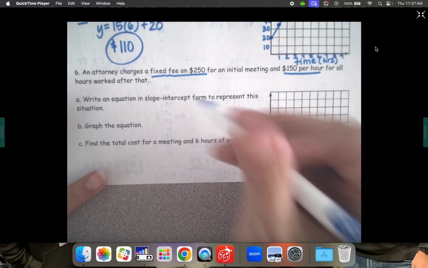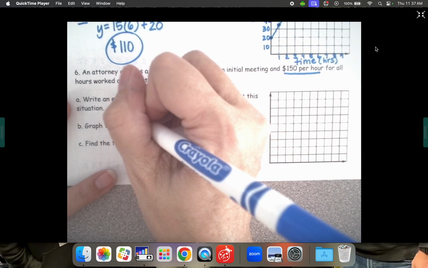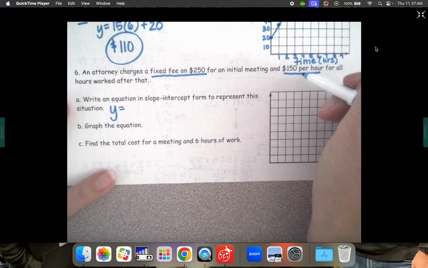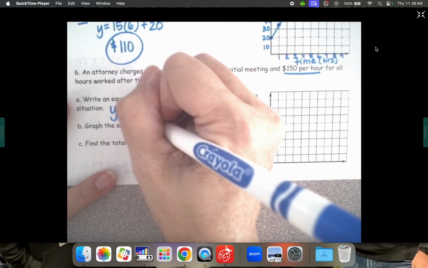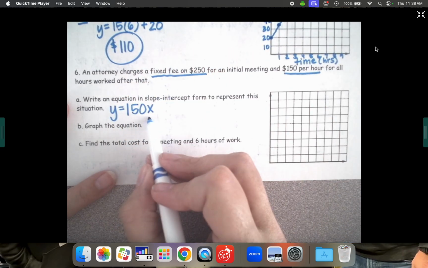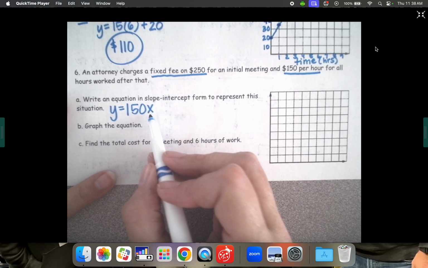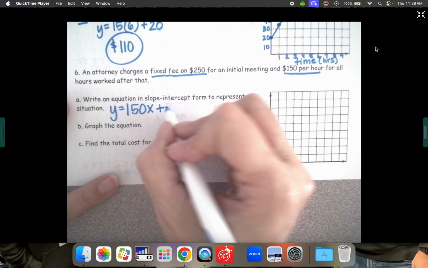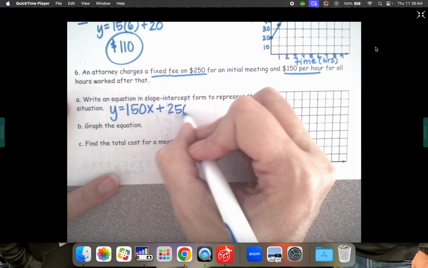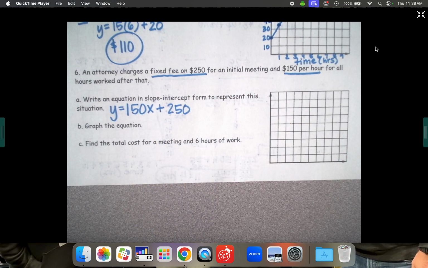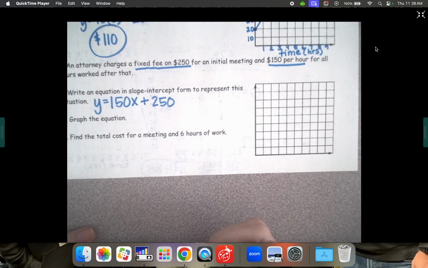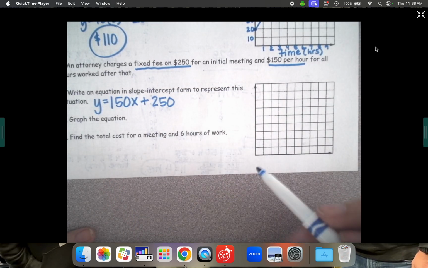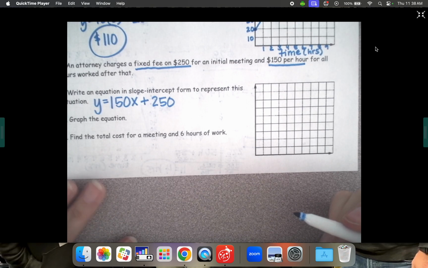So here's your equation. Y equals the $150 per hour that you're charged. So that's why I'm going to put an X there, because that depends on how many hours. $150 per hour, we don't know how many hours, plus the $250 up front, the fee that you're going to have to pay. So let's go see what in the world we should count by over here.